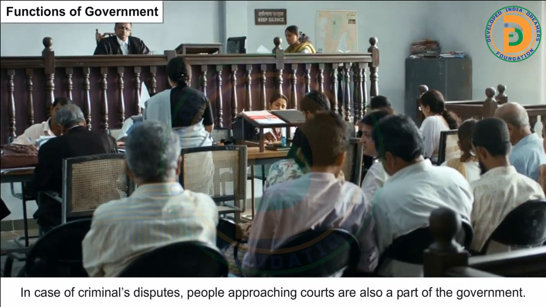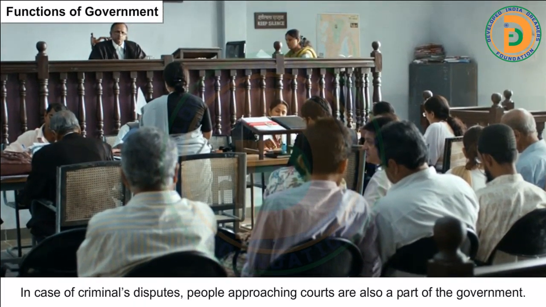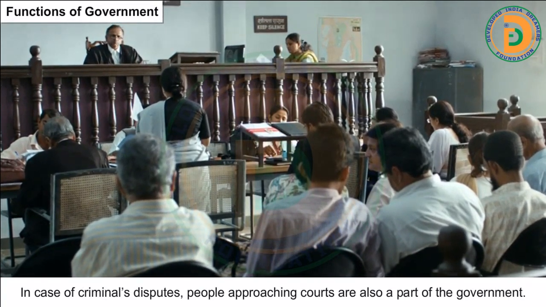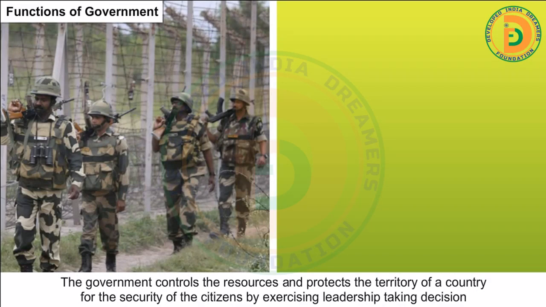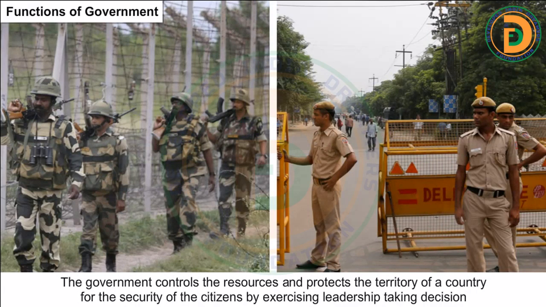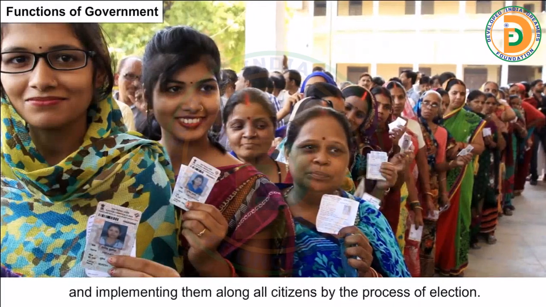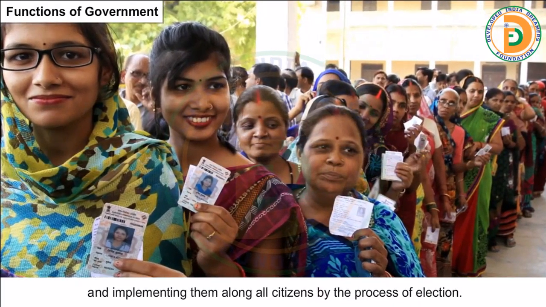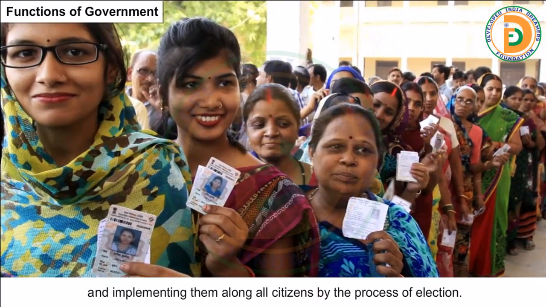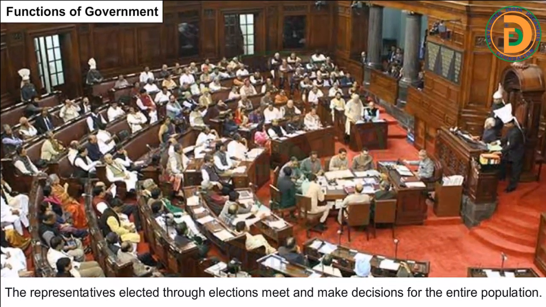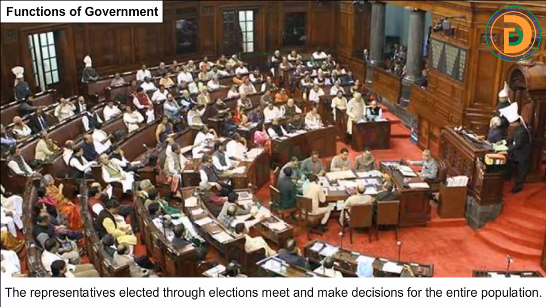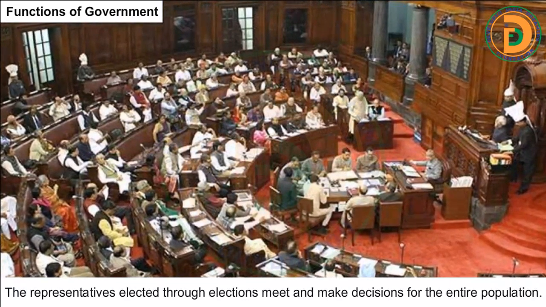In case of criminal disputes, people approaching courts are also part of the government. The government controls the resources and protects the territory of a country for the security of the citizens by exercising leadership, taking decisions and implementing them. All citizens take part by the process of election. The representatives elected through elections meet and make decisions for the entire population.